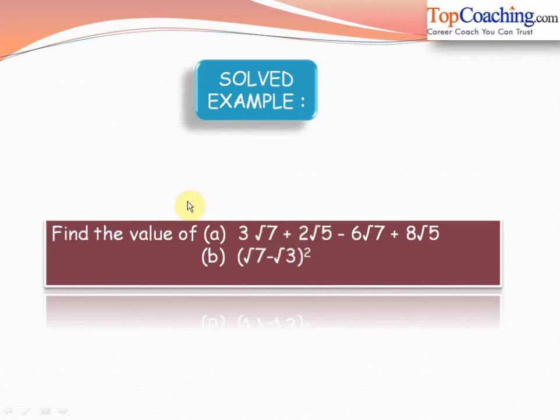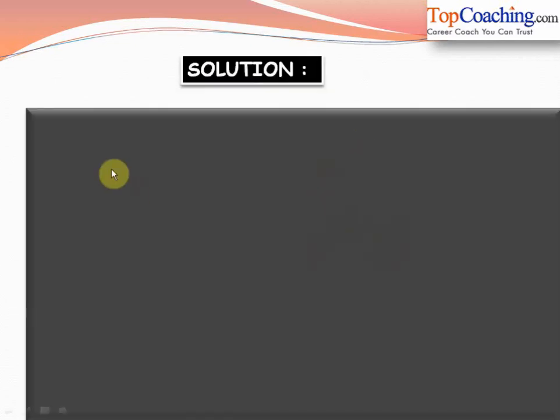So in this problem we have to find the values of 3 root 7 plus 2 root 5 minus 6 root 7 plus 8 root 5, and the second part is under root of 7 minus under root of 3 whole square. So now first of all we are going to solve the first part, and that is we have to find the value of 3 root 7 plus 2 root 5 minus 6 root 7 plus 8 root 5.